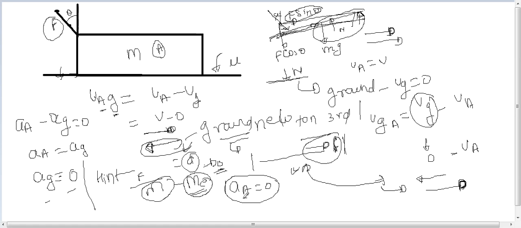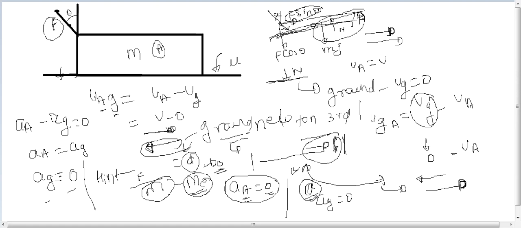So acceleration of A should be 0 if there should be no relative motion. Okay, and second thing, if there is relative motion, then the acceleration of A and the acceleration of ground will be different. Acceleration of ground will always be 0, and acceleration of A will be different.